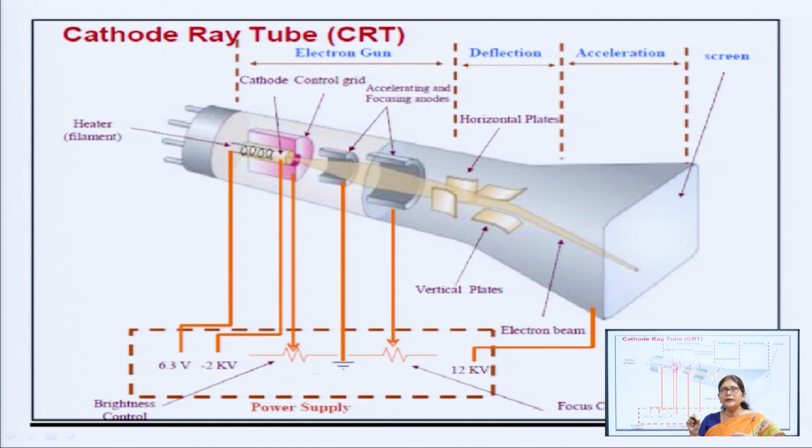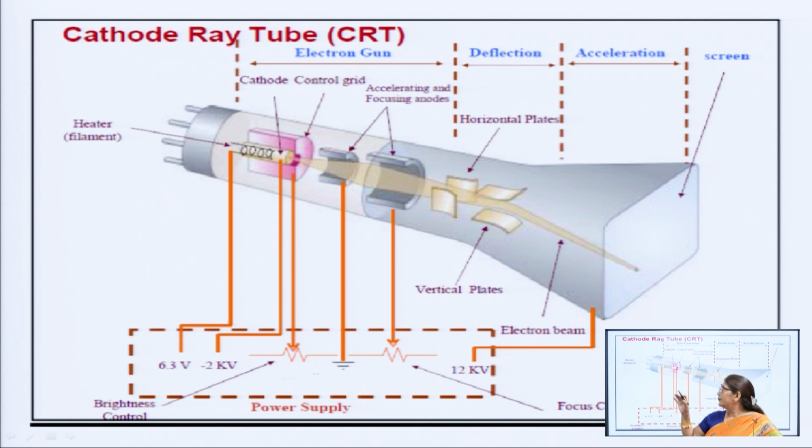By changing the voltage of the control grid, which is a variable voltage, the intensity or brightness can be controlled. If we want a more intense beam at the screen, then the control grid voltage should be less negative.